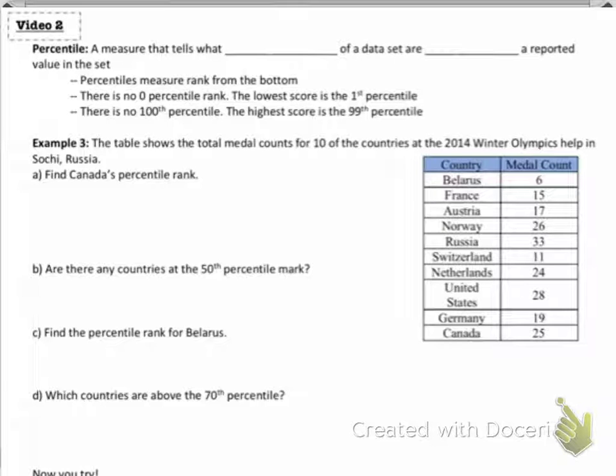So in our first video, we talked about data and summarizing data using measures of center or central tendency. Another way of comparing data is using what we call percentile. A percentile is a measure that tells what percent of a data set is below a reported value in the set. So percentiles measure rank from the bottom. There's no 0 percentile, so we start at 1, and there's also no 100. The highest is the 99th percentile.